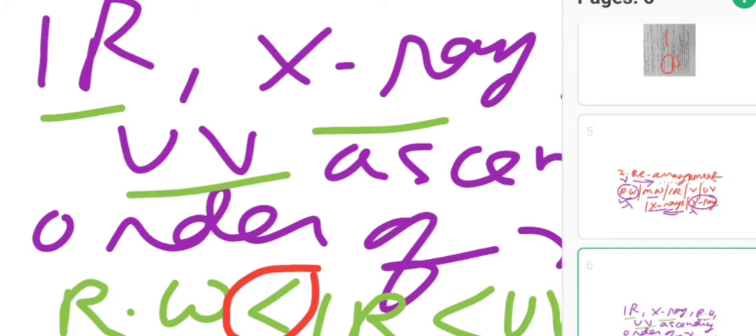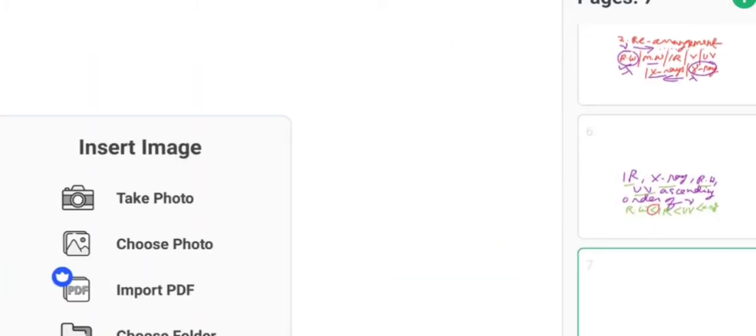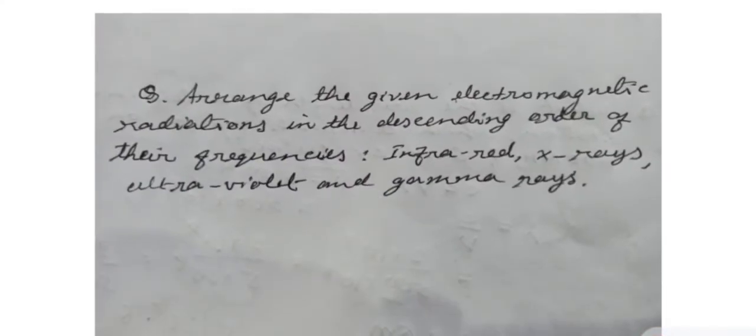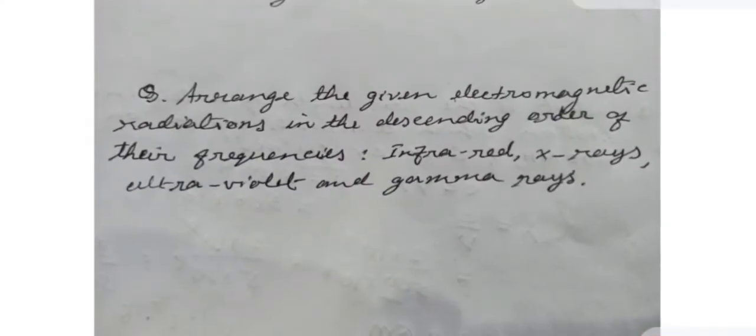Let me take another page. Try to answer one more question. Now arrange the given electromagnetic radiation in the descending order of frequencies: infrared, X-rays, ultraviolet, and gamma rays. Descending means lesser and lesser. The greatest frequency will come first.